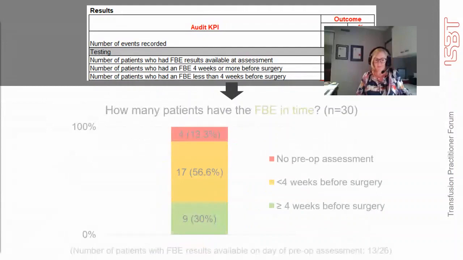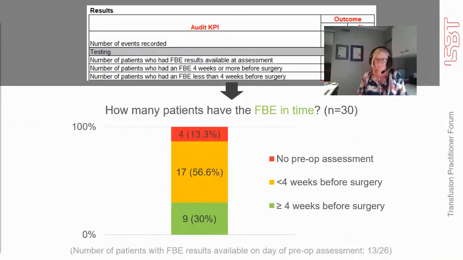Then we want to have a look at how many patients had FBA in time. So in total, there were 30 patients included. If you look at the table, the sum of the three percentages is more than 100, so it takes some time to understand how these three are related to each other. And in the graph, it becomes clear that 13.3% didn't have any FBE.